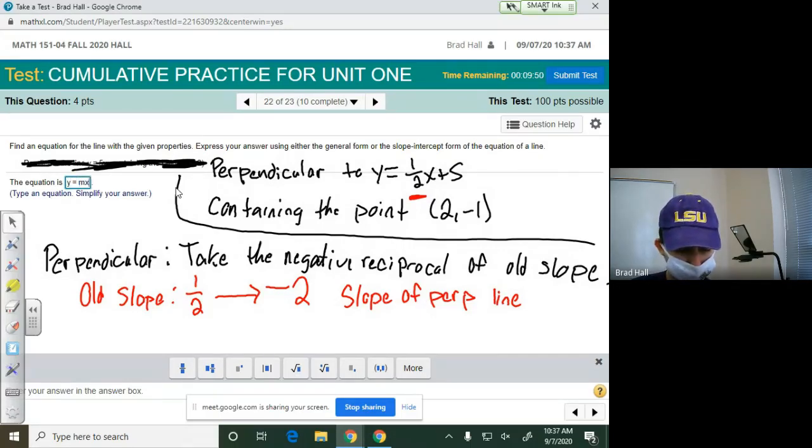The answer will be formatted as y is equal to mx plus b. We do have to contain y equals as part of the notation because they want an equation.